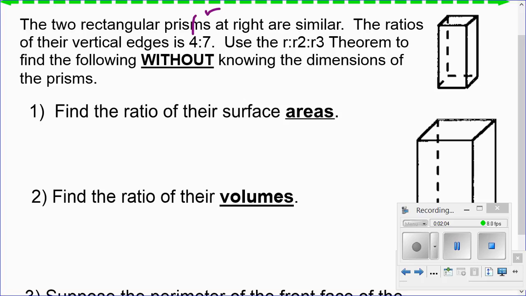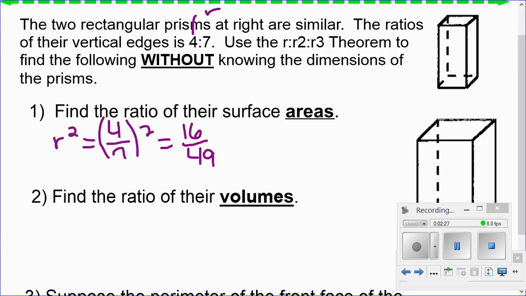So the ratio of the surface areas, in other words, we want r squared. So we're going to take 4/7 and square it. So 4 squared is 16 and 7 squared is 49. So r squared, or the ratio of surface areas, is 16/49.